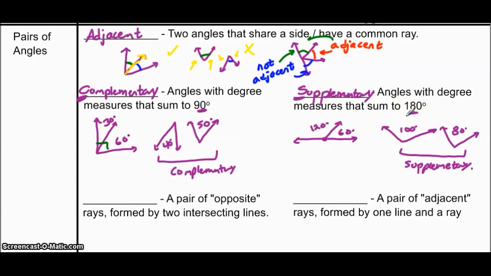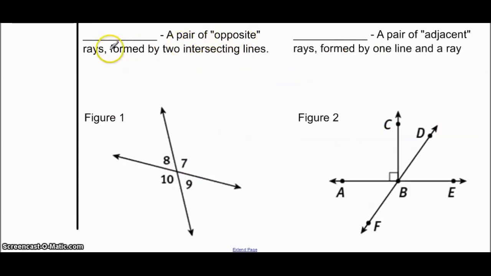Let's talk about two more words. A pair of opposite rays formed by two intersecting lines. Well, what do they even look like first? So if I have one line here and one line here, the opposite angles would be here and here. Those are called vertical angles. And one property we know about vertical angles is that vertical angles are always congruent. So if this was 80 degrees right here, then this angle right here would also be 80 degrees because they're vertical angles. We'll talk about why that happens a little more in class.